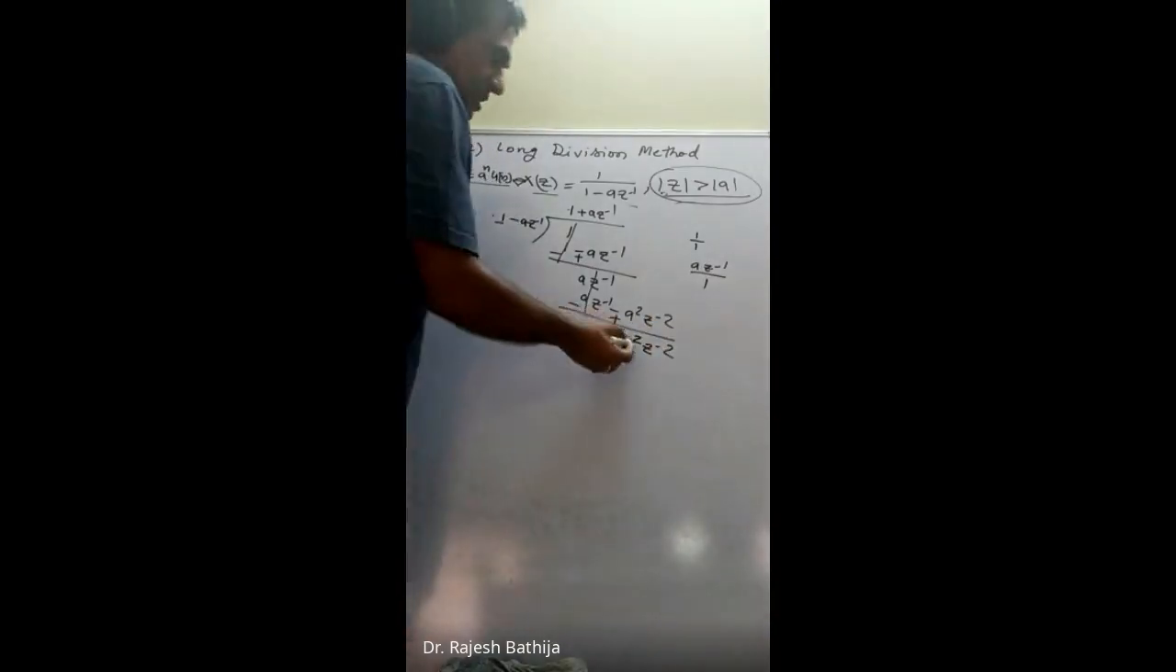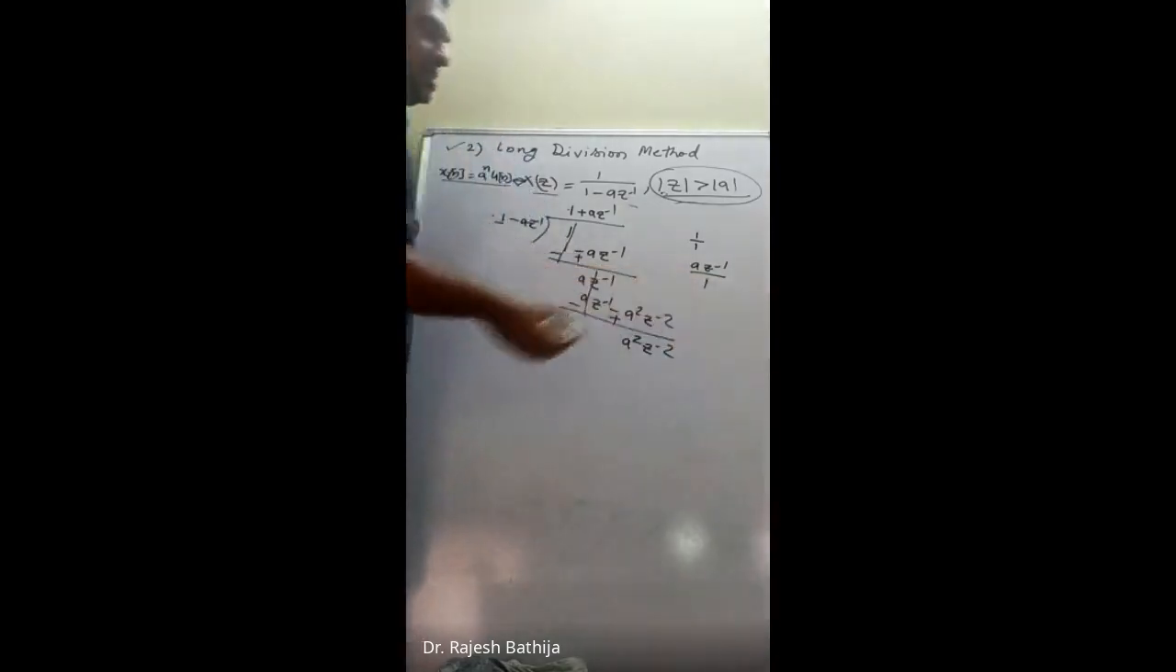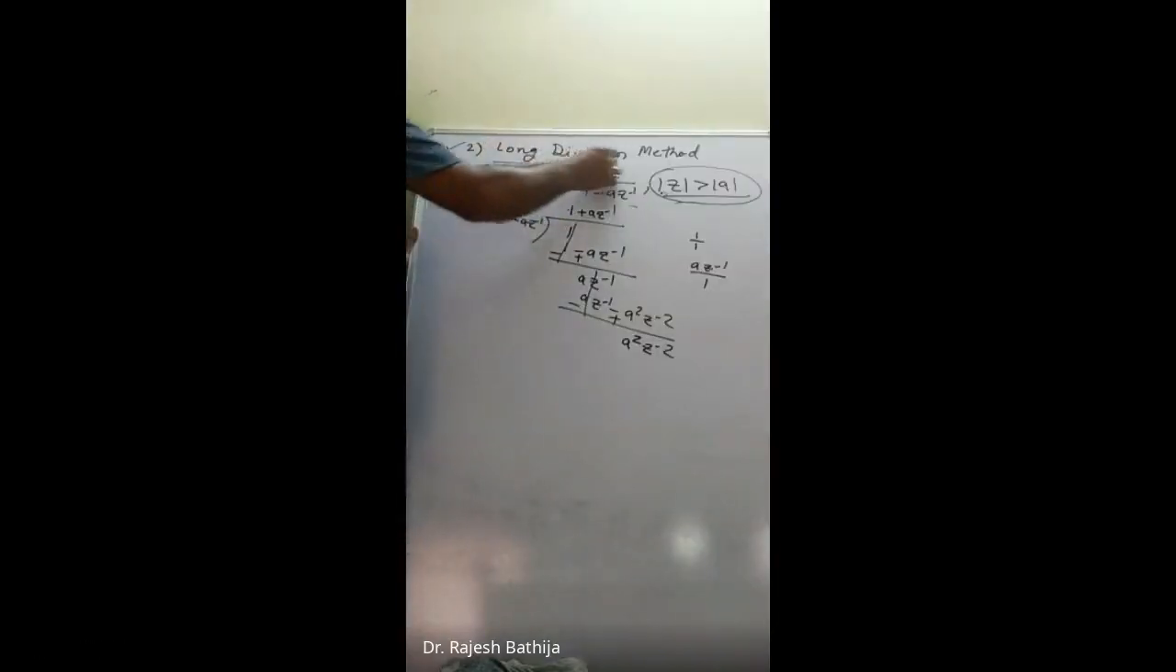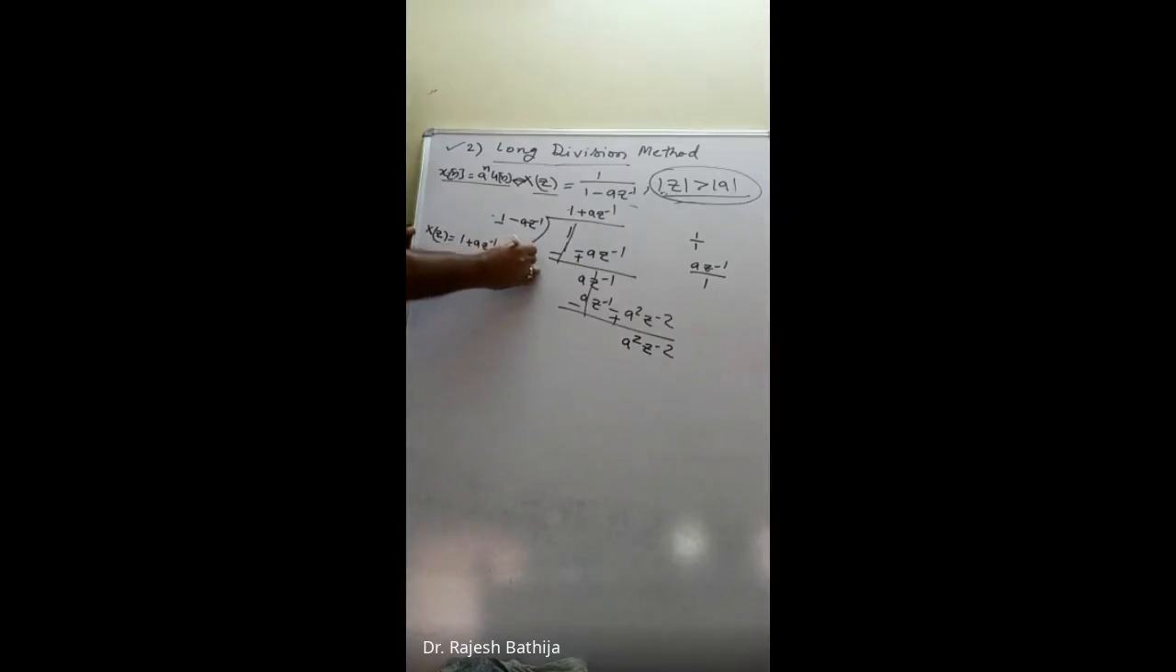Are you able to see that it will continue in this way? It will never end. Yes, sir, it will never end. That's why it is called the long division method. Now I can write directly by inspection. I can write X(z) in this form: 1 plus a z inverse plus a squared z to the power minus 2 plus a cubed z to the power minus 3, and so on up to infinity. There will be infinite terms.